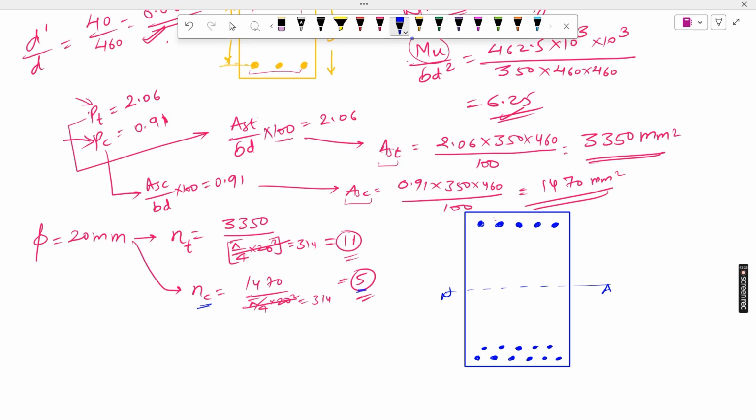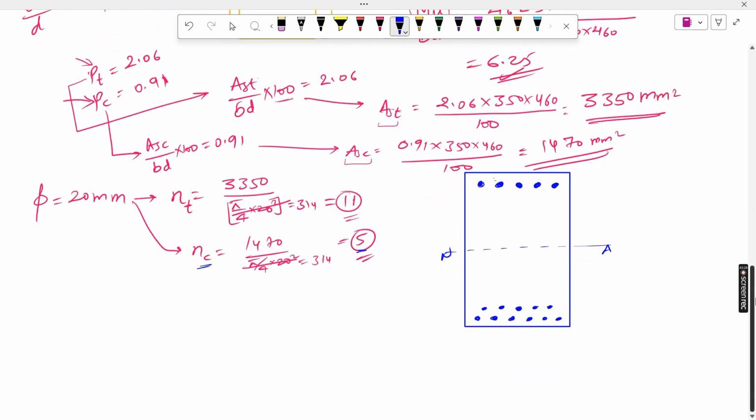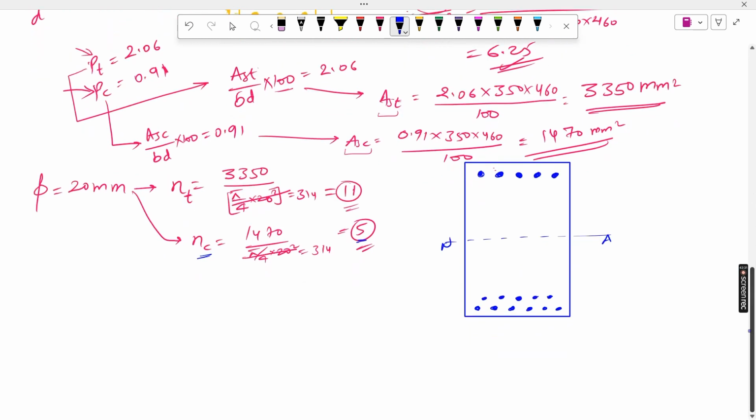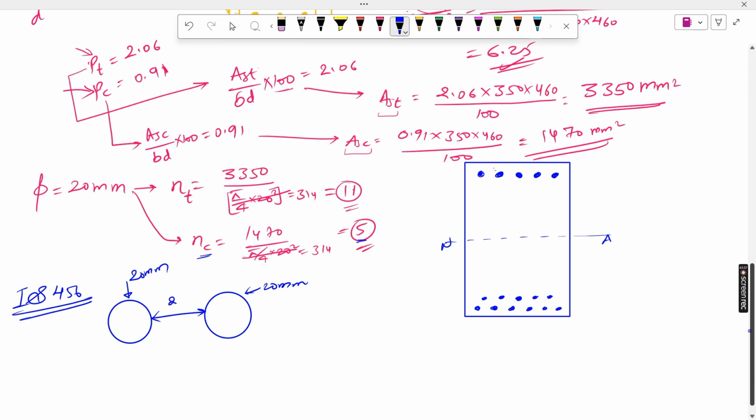But is this the correct arrangement of the bars or not? How will you know whether this is correct or not? There are some specifications in IS 456. I will draw, because in a drawing it is easier to understand. If it is a 20 mm diameter bar and another 20 mm diameter bar, the distance between these two should be approximately 25 mm. And from where can you get this type of value?